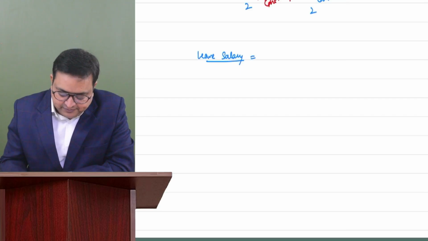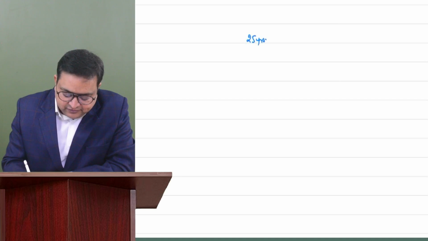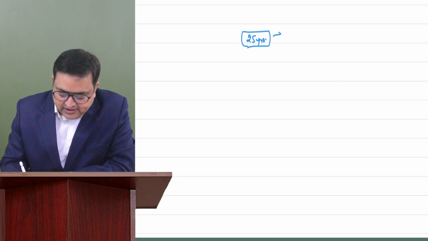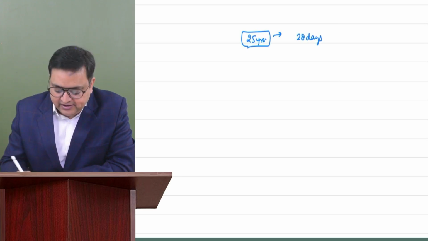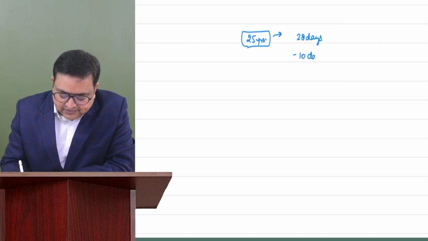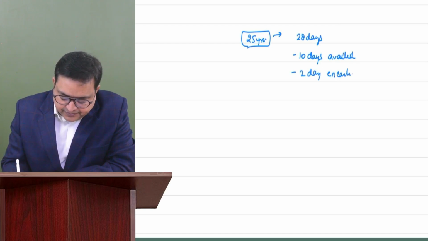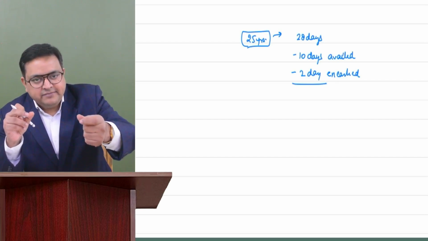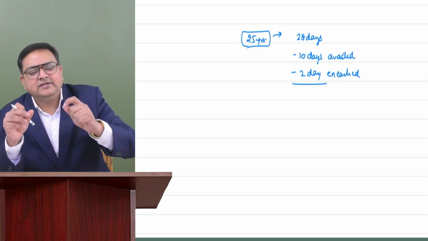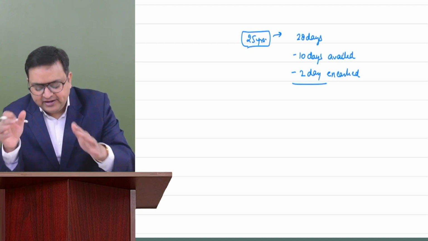See, let's say this person has worked for 25 years, and every year we were giving them 28 days of leaves, right? And let's say every year this person is taking 10 days of leaves. 10 days of leaves was availed by him. And let's say 2 days leaves are encashed by him every year. So every year, in his bucket, the company was granting 28 days leaves, 10 days leaves he was availing every year, 2 days leaves he was encashing every year.